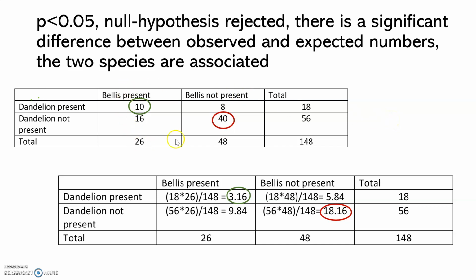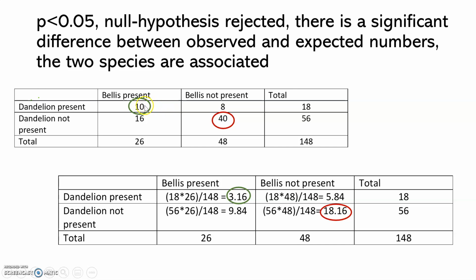And again, we can look here. These are the observed values 10, 8, 16, 40. And in this case, p-value smaller than 0.05, null hypothesis rejected, significant difference between the observed and expected numbers, and the two species must then be associated, because these numbers are what we expect to see if there is no association, and since these numbers up here are pretty different, that must mean that there is an association.